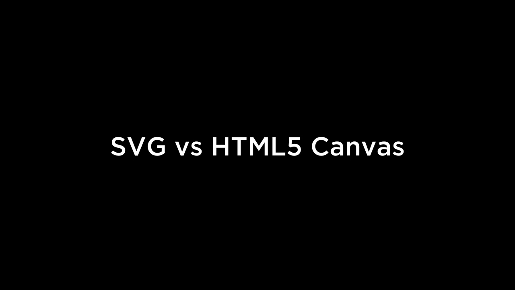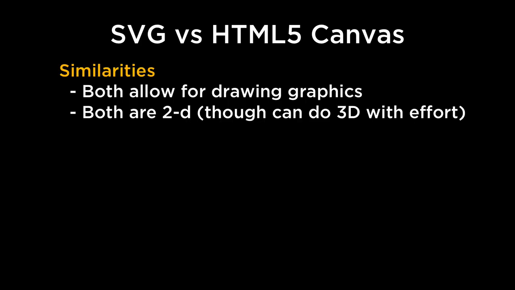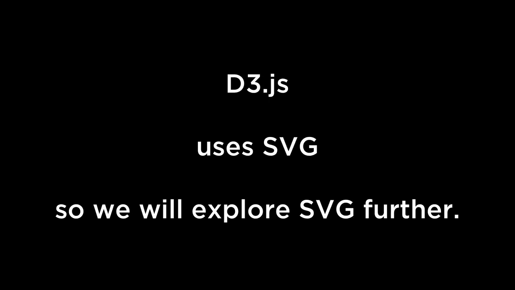SVG versus HTML5 Canvas. SVG is a vector-based graphic system which creates DOM objects for each graphical element. HTML5 Canvas is a raster-based graphic system which creates images based on JavaScript API interactions. The similarities are that both allow for drawing graphics and both allow for drawing in 2D. The big differences between the two is one is vector and one is raster. The second big difference is that SVG has DOM elements which allow you to style and attach events to. There are other differences that are very important. D3 uses SVG, so we will explore SVG further.